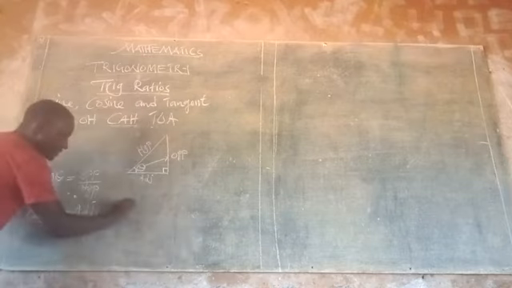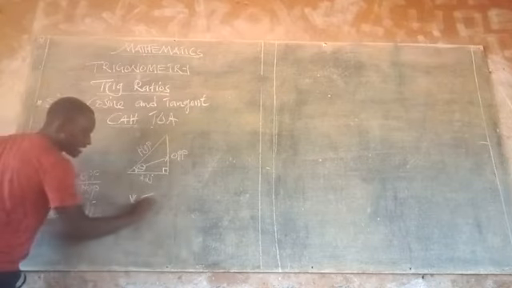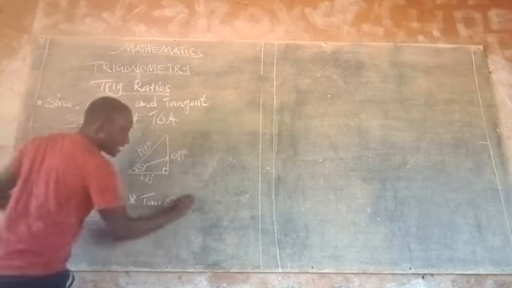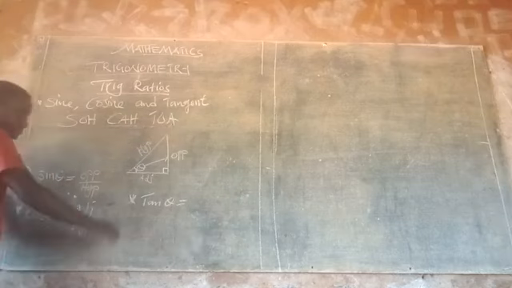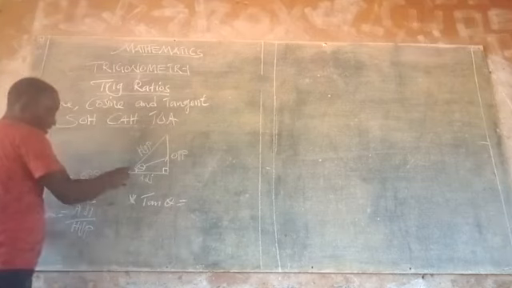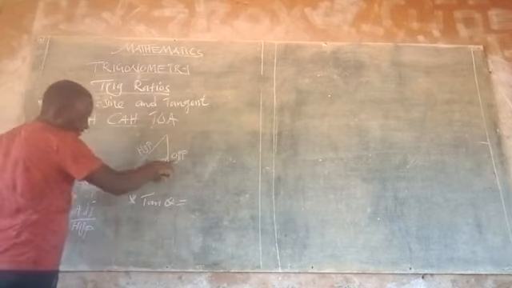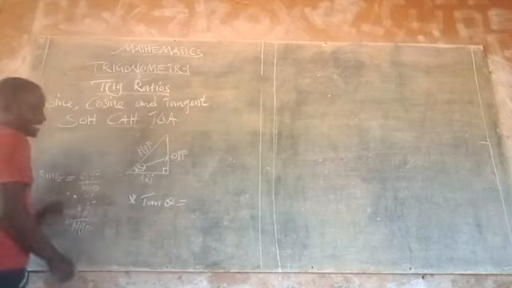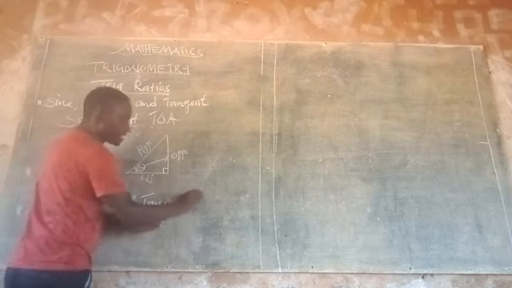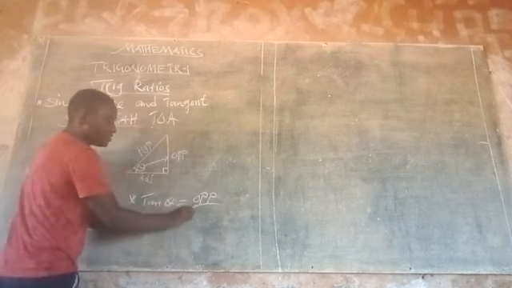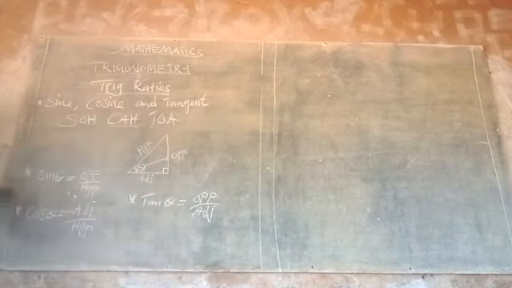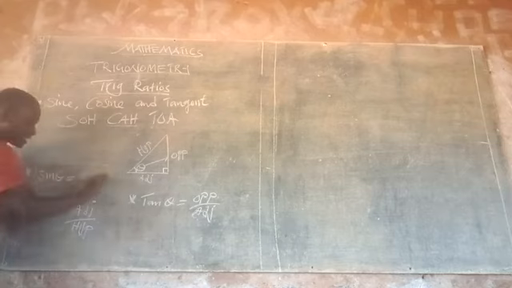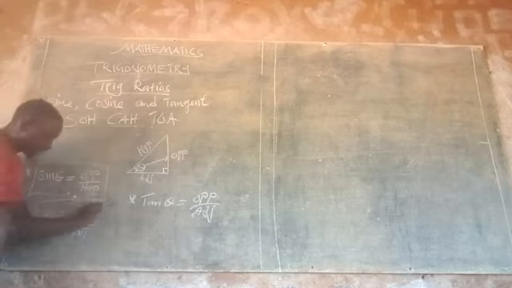Number 3, tan theta. Tan theta is equal to opposite over adjacent. Which side is opposite to this angle? This one there. Then adjacent is that. So tan theta is equal to opposite over the adjacent. These are the trig ratios that can help us.